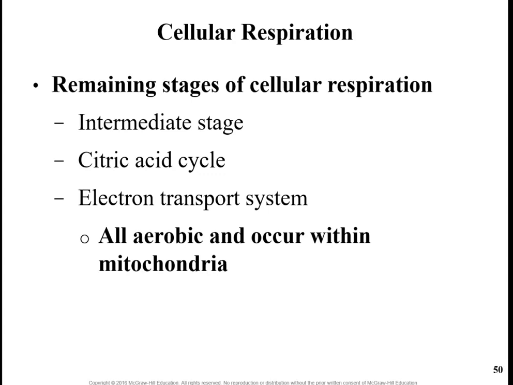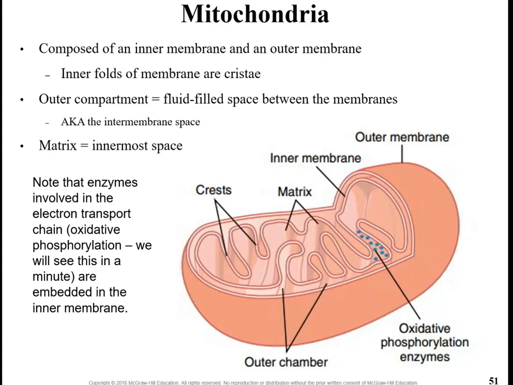Here are the remaining stages of cellular respiration. We have the intermediate stage, the citric acid cycle, and the electron transport system. All of these stages are aerobic and all occur within the mitochondria. So let's just briefly discuss the anatomy of a mitochondrion. It's a double membrane structure. It's composed of an inner membrane, that's this thing here, and an outer membrane, this outer part here. The inner folds are called cristae.